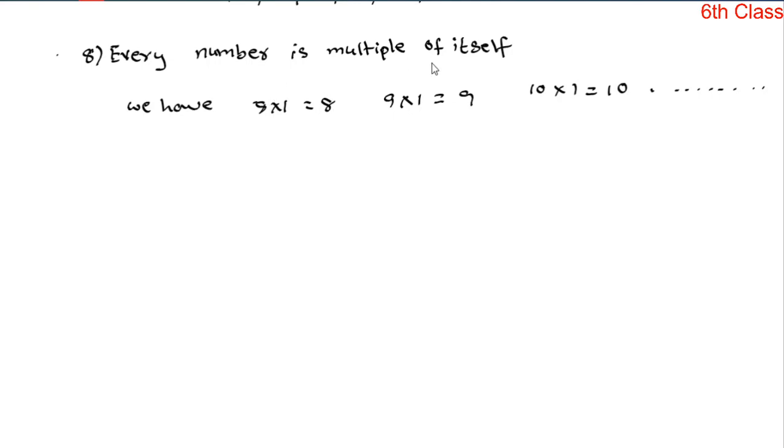8 is a multiple of 8. 9 is a multiple of 9. 10 is a multiple of 10. So every number is a multiple of itself. These are the properties of factors and multiples.